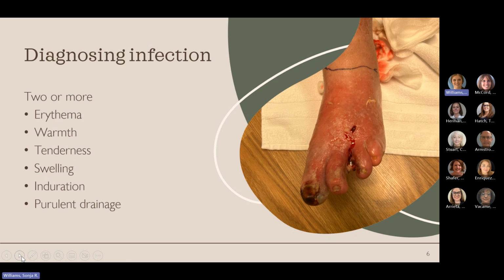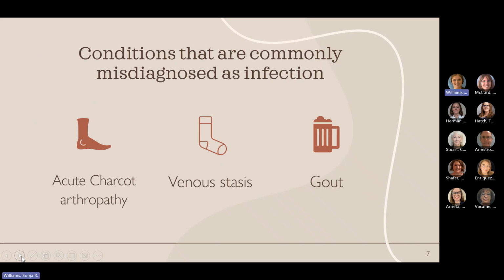So how to diagnose infection? We all know the cardinal signs of infection: erythema, warmth, tenderness, swelling, induration, and purulent drainage. Usually for clinical diagnosis, you want to see 2 or more of these conditions. And sometimes patients can have all of these conditions and they are actually not an infectious process. So we'll go over some of these most commonly misdiagnosed conditions. The 3 conditions that are often misdiagnosed as infection are acute Charcot arthropathy, venous stasis, and gout.